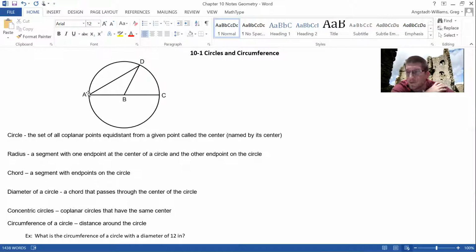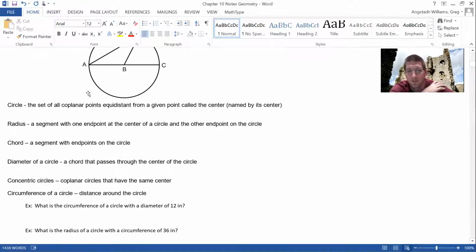There is a formula for circumference. It's either C equals 2 pi r or C equals pi d. Because two radii are equal to a diameter, you can use either formula. If they give you the radius, right, you put it into 2 pi r. If they give you the diameter, put it into pi d. Either way, those will get you the circumference of your circle.